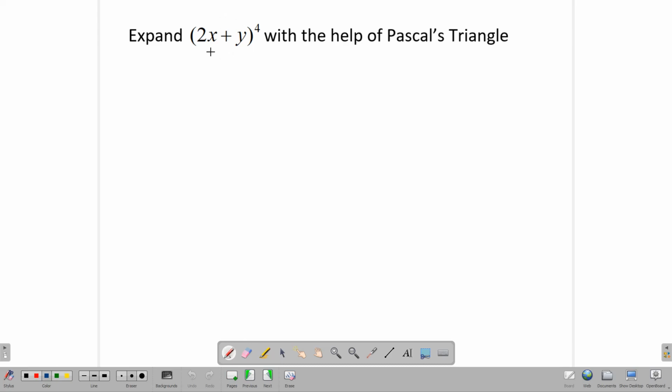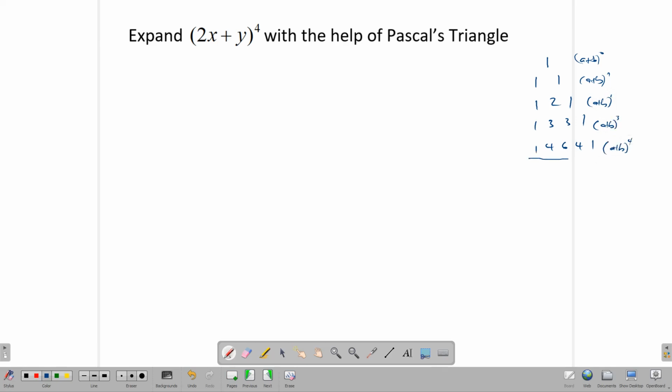So here we have 2x plus y raised to the fourth power. Let's write out Pascal. 1, 1, 1, 1, 2, 1, 1, 3, 3, 1, and 1, 4, 6, 4, 1. So this would be to the 0 power, a plus b to the 0, a plus b to the 1, a plus b squared, a plus b to the third, and a plus b to the fourth.